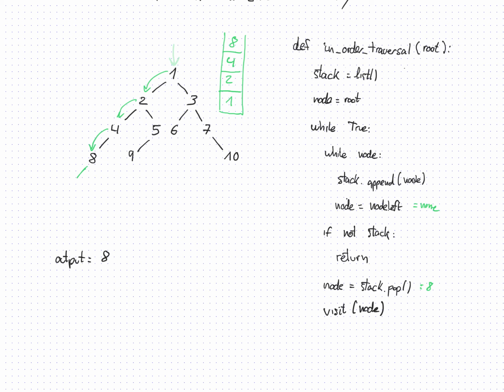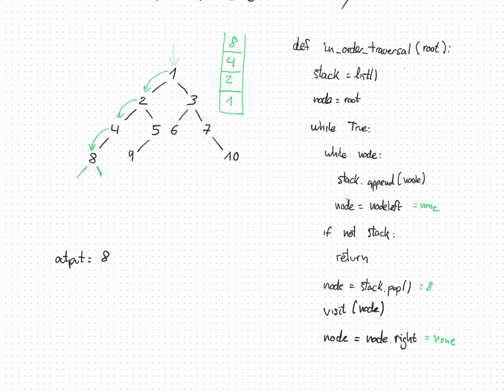And then after visiting it, what we will try to do is to go to the right node. So now we would do node equals node dot right. Okay, and this is actually all of the code. So now you see that in this case, node is going to be none again, because there is no right here.